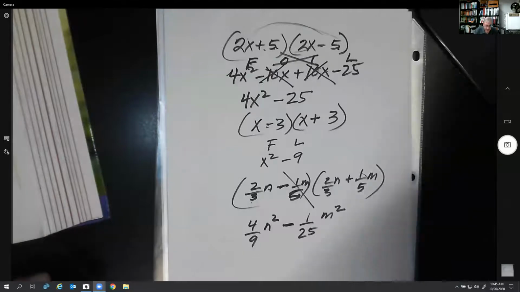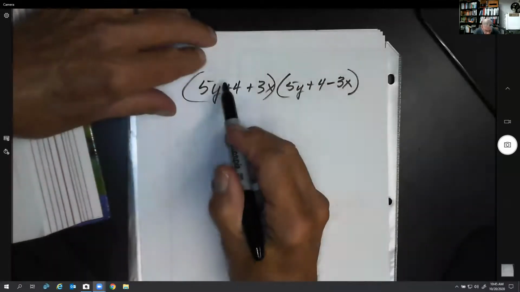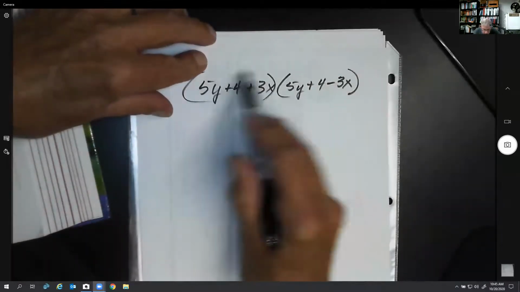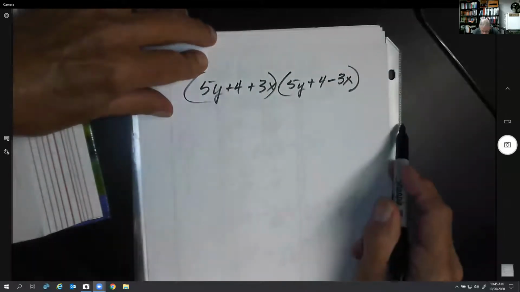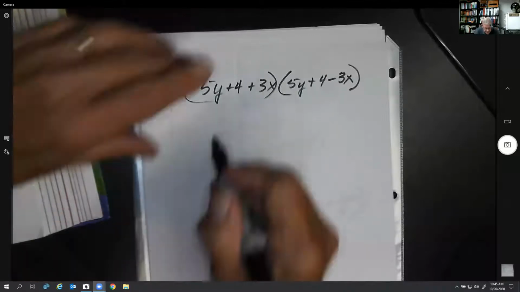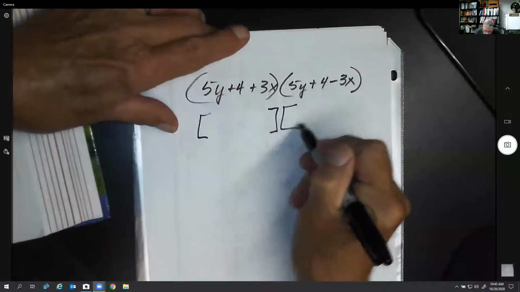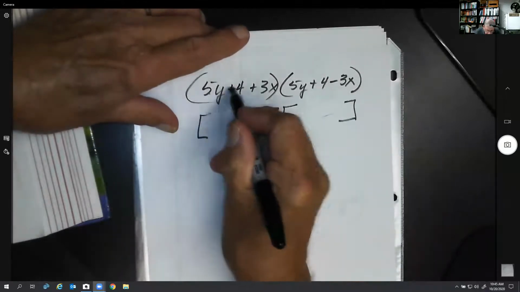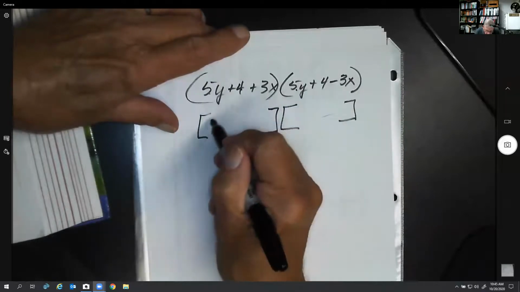So now let's go back to this problem. We could do 5y times everything, 4 times everything, 3x times everything, add up all the terms, and probably make a mistake. But what I see here is this. I see 5y plus 4, 5y plus 4. I see two of them.